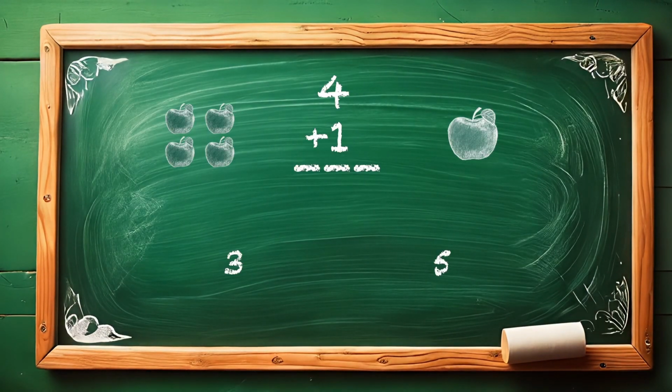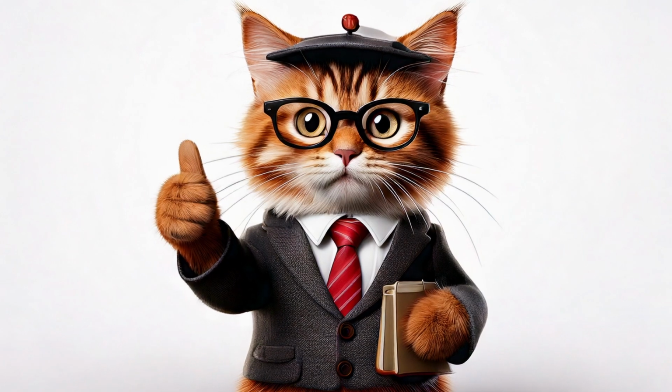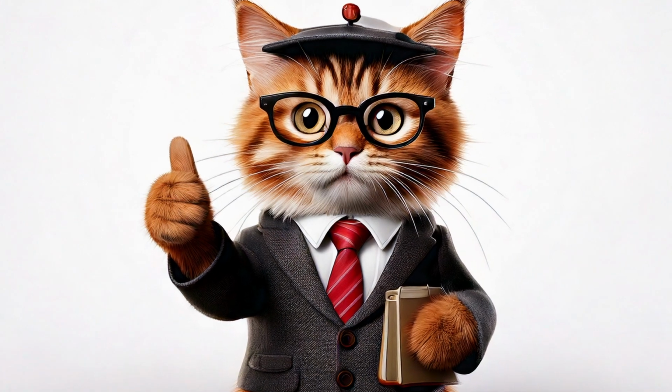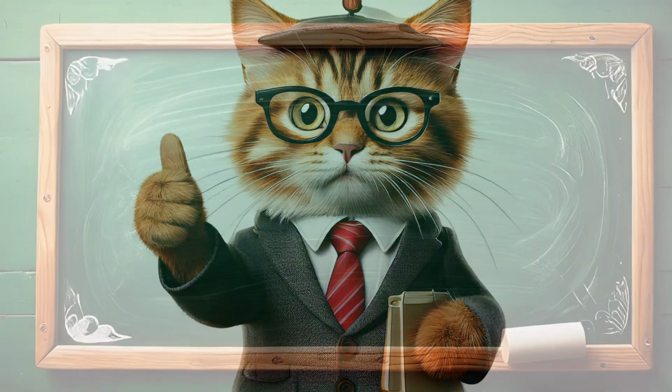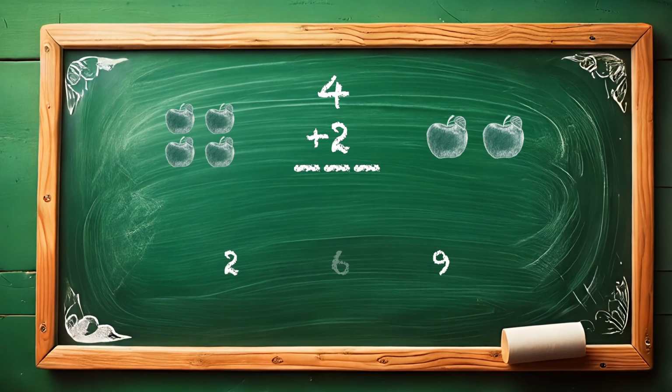If you have 4 apples plus 1 apple, do you have 3 apples, 8 apples, or 5 apples in total? 4 plus 1 equals 5. If you have 4 apples plus 2 apples, do you have 2 apples, 6 apples, or 9 apples in total? 4 plus 2 equals 6.